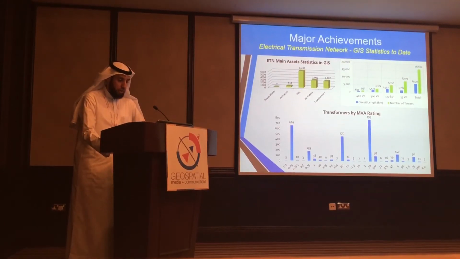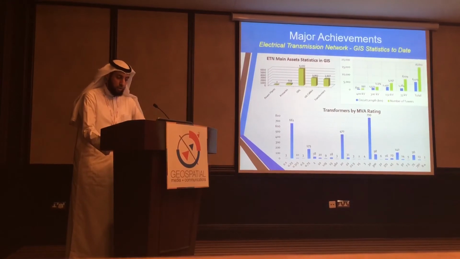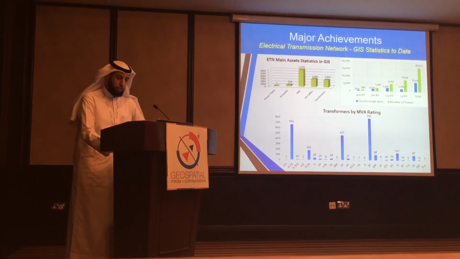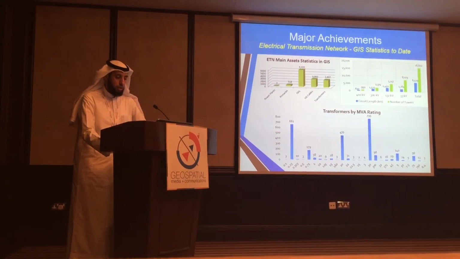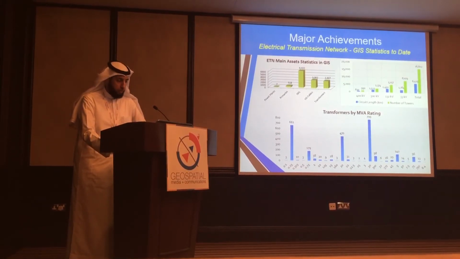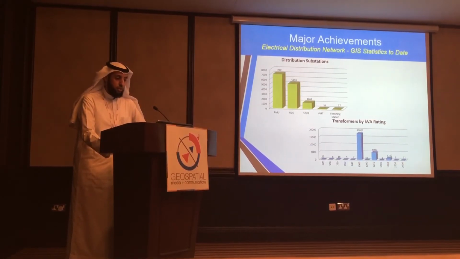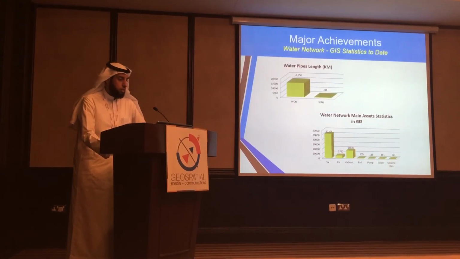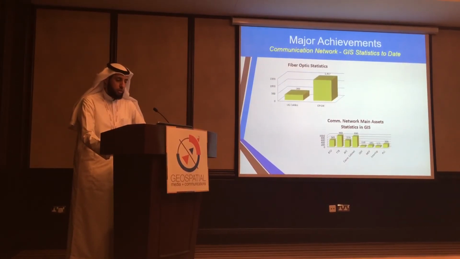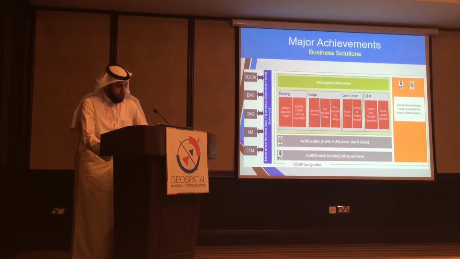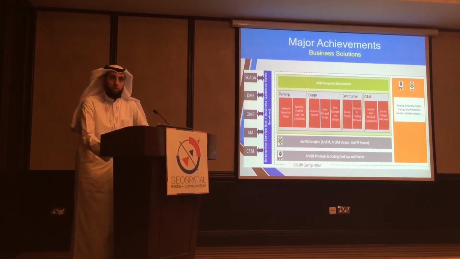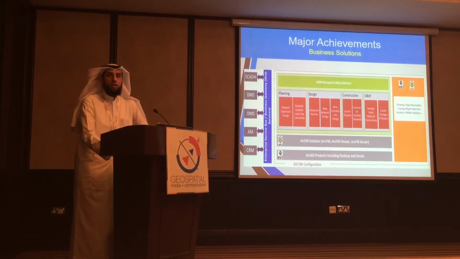Also, in figure 2, we can see the circuit length for the conductors, for the overhead, and the number of towers. Figure 3 shows the transformers by MVAr rating. In the same way, for the distribution network, for the water network, we have different statistics, and also for the communication network. Now, major achievements on the level of business solutions or custom applications or even integration.